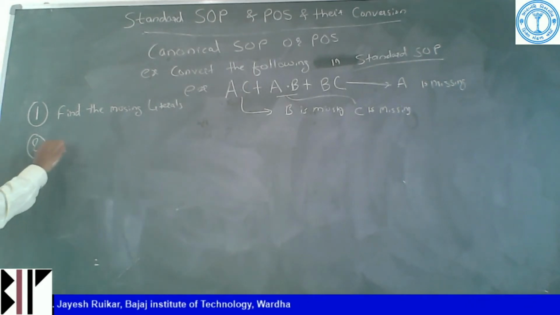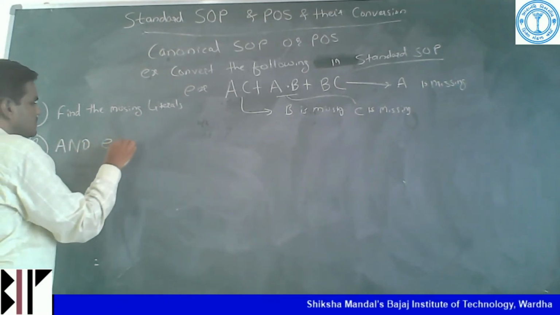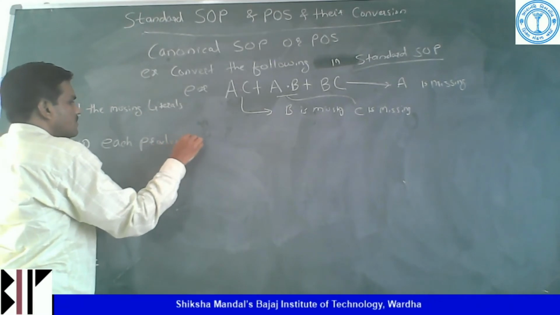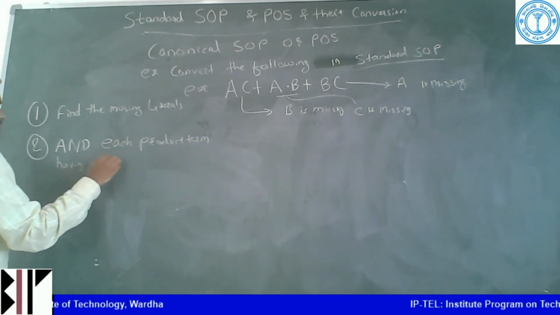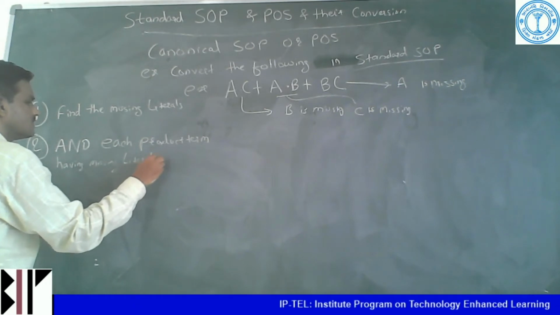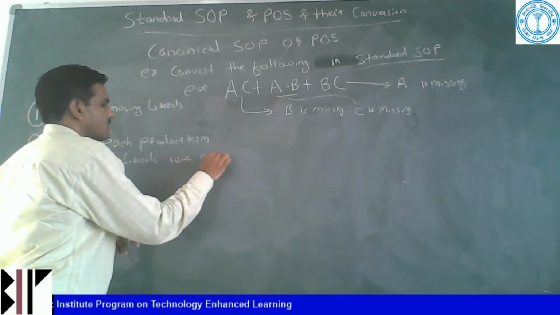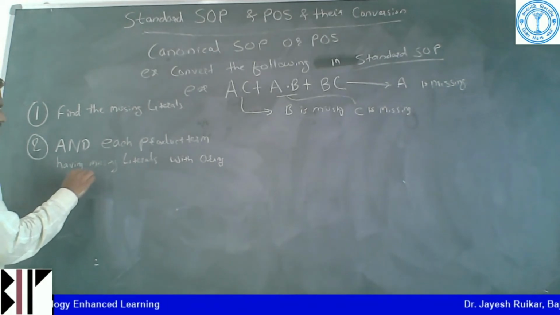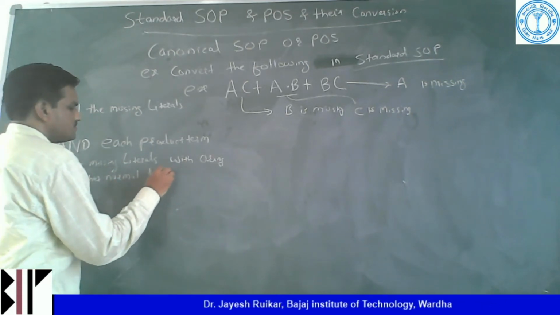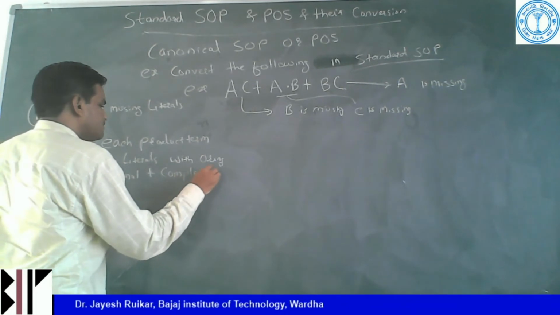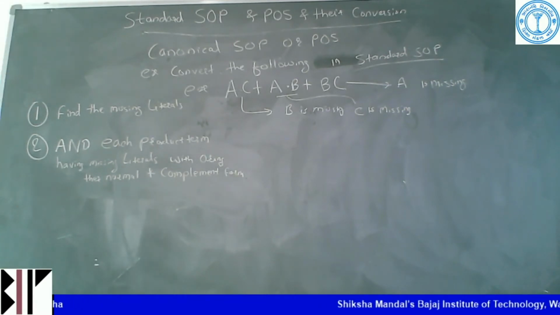The second step is to add each product term having missing literals by ORing with their normal and complement form. Okay, so you can see this.